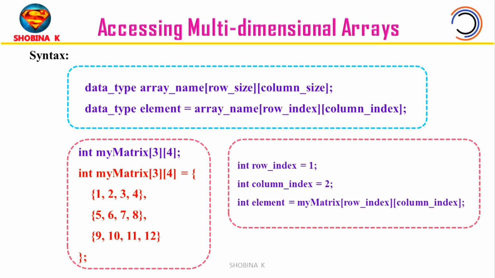int columnIndex = 2; Similarly, this line declares an integer variable named columnIndex and assigns the value 2 to it. This variable will be used as an index to specify a particular column in a 2D array. int element = myMatrix[rowIndex][columnIndex]; This line declares an integer variable named element and gets an element from the 2D array named myMatrix at the specific row and column and stores it in the integer variable element.